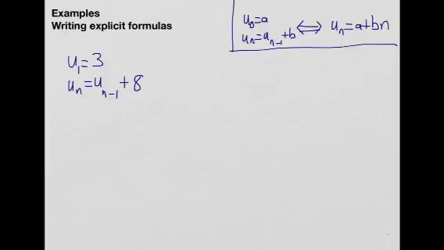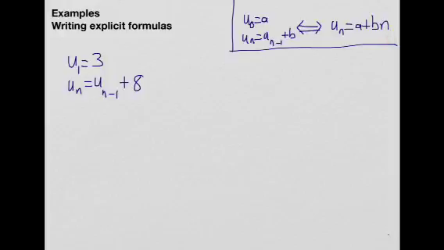In this video, I'm going to do a couple examples of the non-standard situations where we have a recursive formula or we have something that can be represented with an arithmetic sequence and we want to write the explicit formula for it. As a quick reminder, if we have u sub 0 equals a and u sub n equals u sub n minus 1 plus b, that's equivalent to the explicit formula u sub n equals a plus bn.